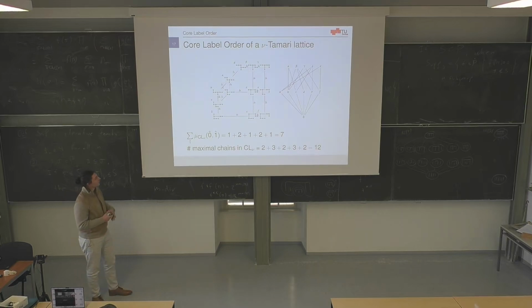Now, I said we are going to do this for ν-Tamari lattices. The important thing for the ν-Tamari lattice is the lattice path. When I know my lattice path, they are usually in bijection with ν-trees. And when I know the ν-tree, I can compute the complete ν-Tamari lattice, and I can compute the complete core label order of this ν-Tamari lattice.